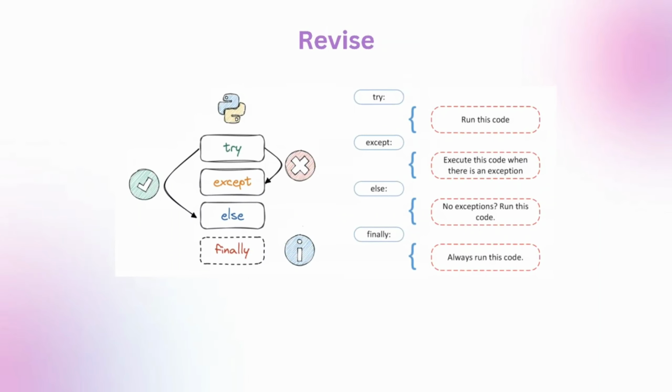Let's have a small recap about it. So basically when we are running code inside a try block, if we get an exception, an except block is executed. If we don't get an exception, an else block is executed, and finally is always executed irrespective of whether we get an exception or we don't get an exception.